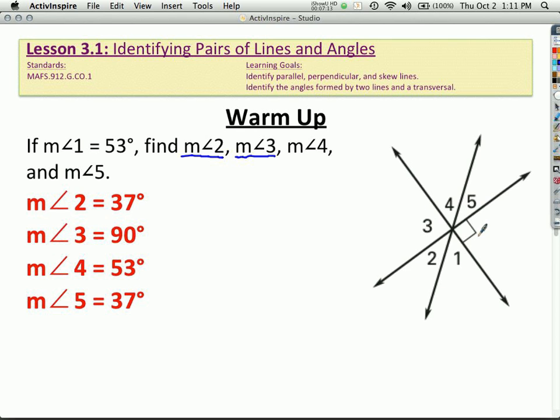This angle and this angle are vertical angles. And the vertical angles congruence theorem says vertical angles are congruent. Since the other one was 90 degrees, this one is 90 degrees. Very good. Anyone have any comments, questions, or concerns about today's warm-up? Anything at all? Good.